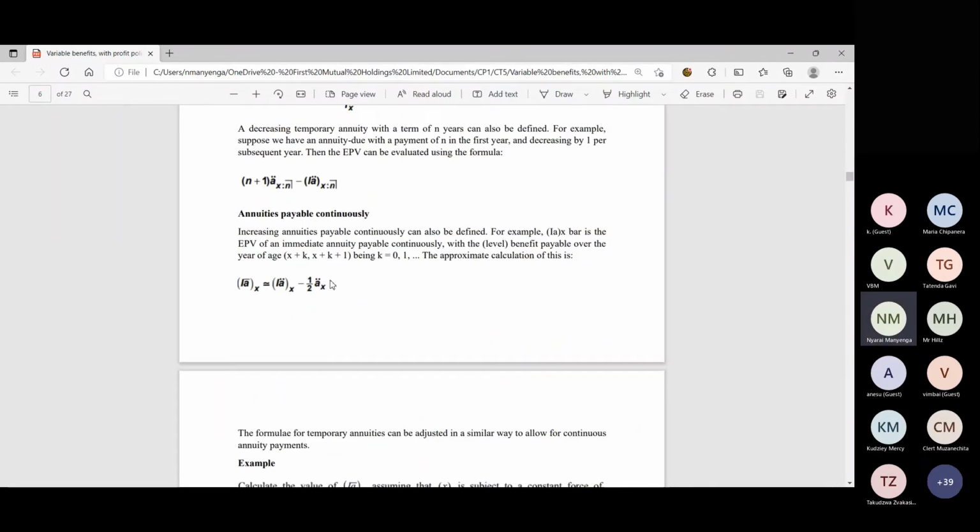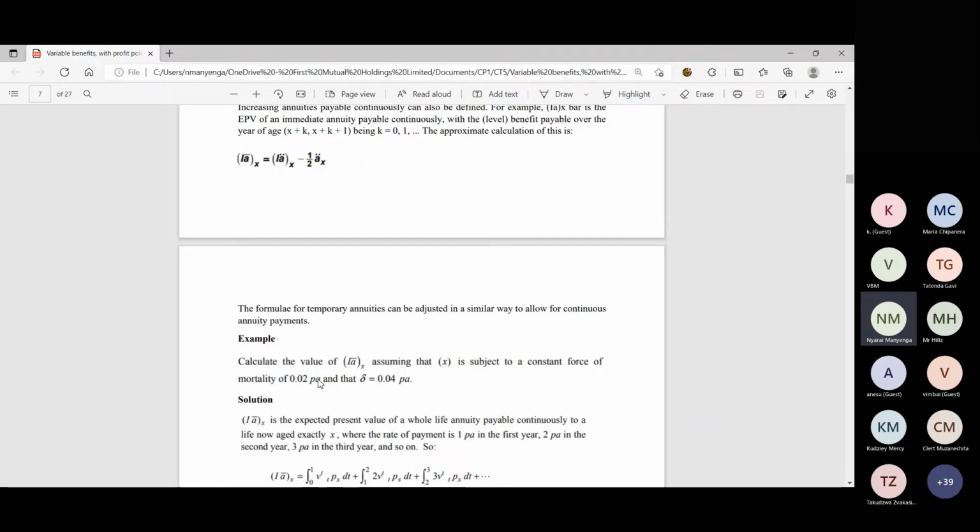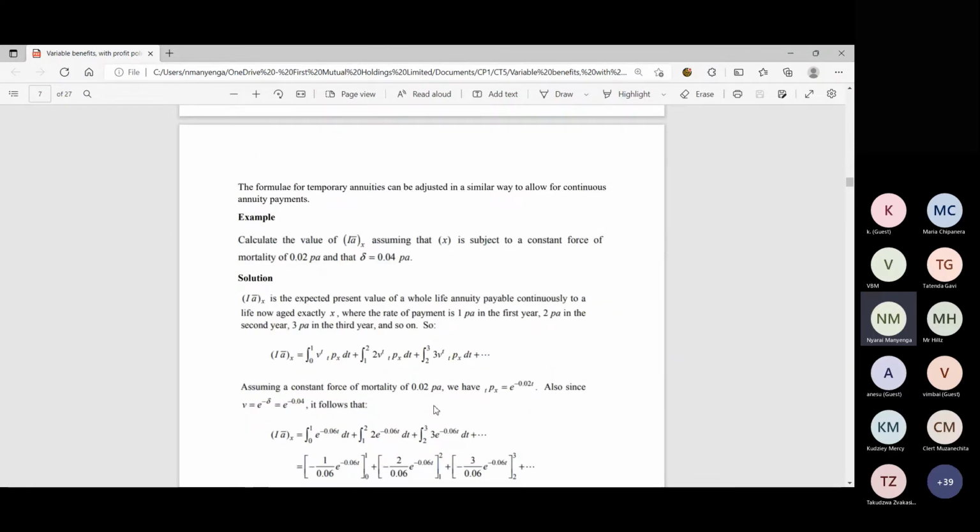So you see that for annuities that are payable continuously, the approximate calculation of the expected present value would be the increasing annuity payable continuously for a life aged X. You can just approximate it by subtracting 1/2 the annuity due from the increasing annuity due. So this is just a formula you need to learn to apply. You can easily adjust the formulas for these temporary annuities to allow for continuous annuity payments.